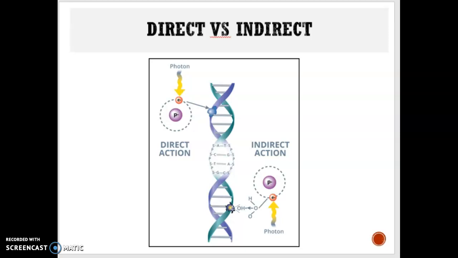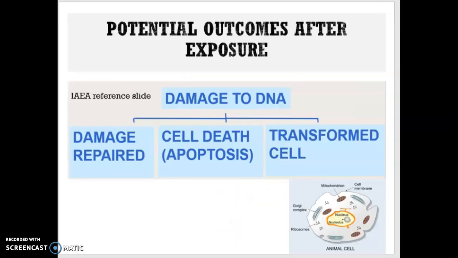This is a reference slide from the International Atomic Energy Agency, and they define the potential outcomes after exposure. Those potential outcomes to the cell could be damage to the DNA in three forms. One is the cell can damage and repair itself. The cell could die. Apoptosis means cell death, or sometimes necrosis can be used as well. Or the cell could transform itself. It could heal but partially. It doesn't completely return to normal. And when it transforms itself, it's basically a mutation, and this mutation can lead to cancer.